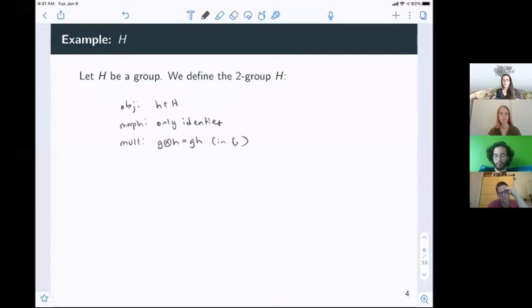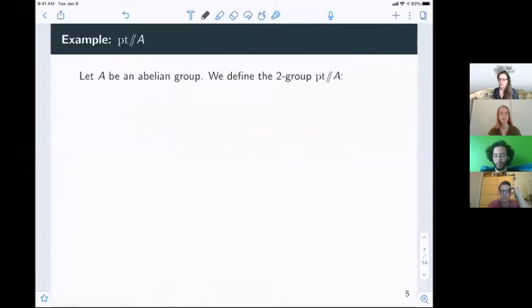So normally when we talk about a monoidal category, we need an associator as well. But in this case, our associator is just the identity since we only have the identity morphisms anyway. Okay, so this is a very, very simple two group, but it's one that we will come back to over and over again. And then our other major, but still simple example is for abelian groups.